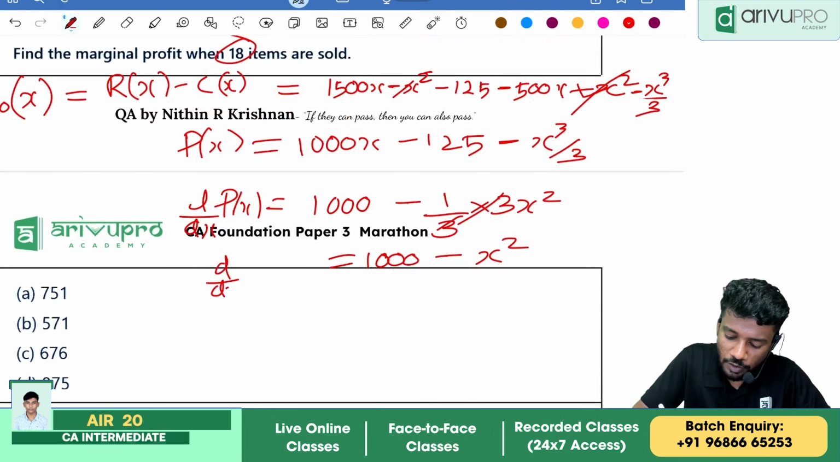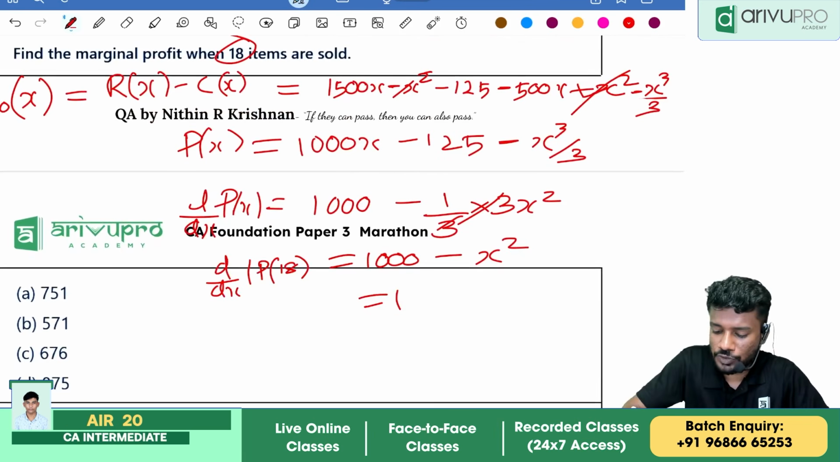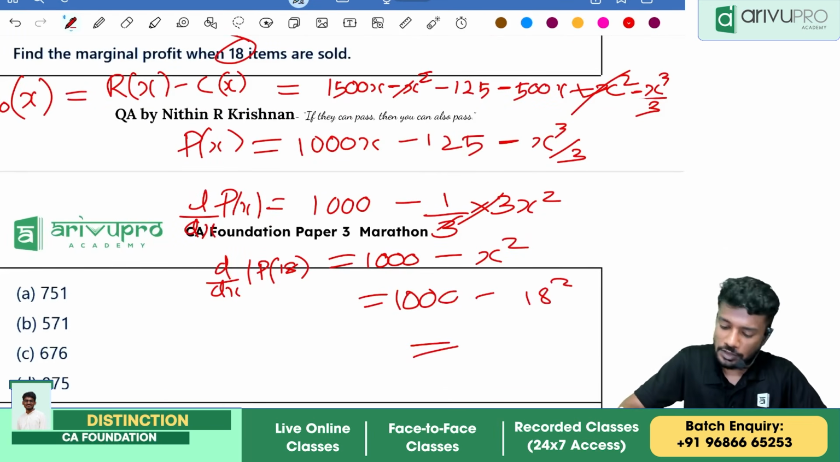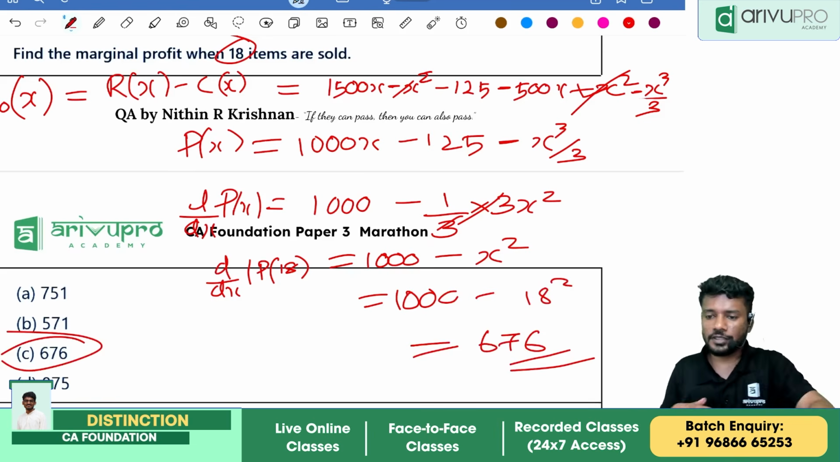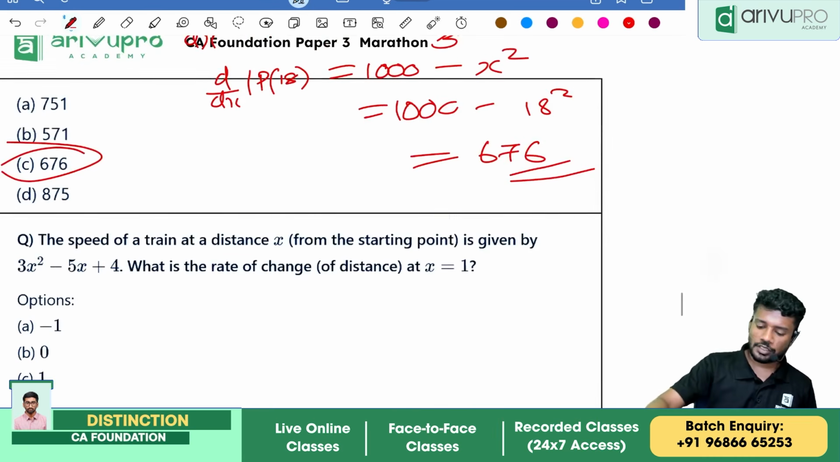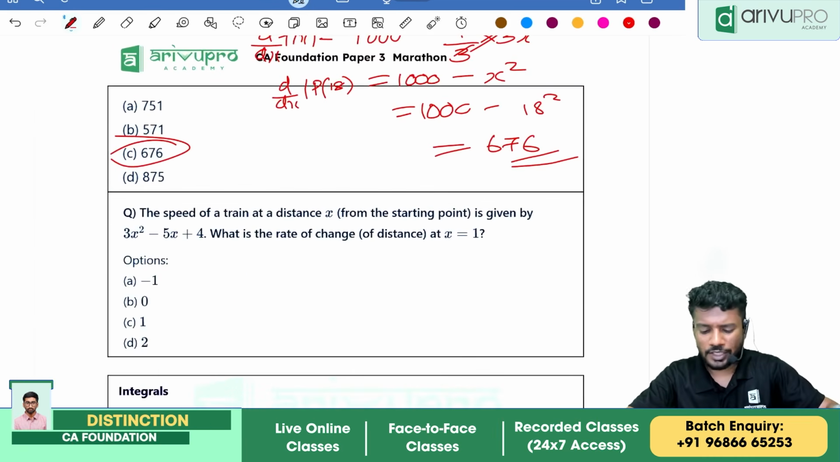d by dx of P of 18. That is 1000 minus 18 square. How much is the answer? 670. The answer is in the options. Is this clear? Is the method clear? Done, that's your chapter. Now this one you can directly find the answer.